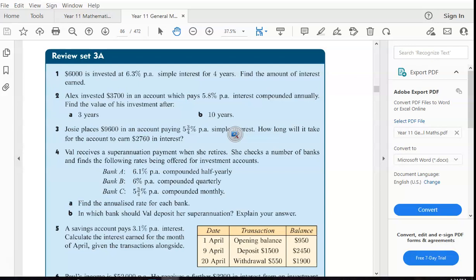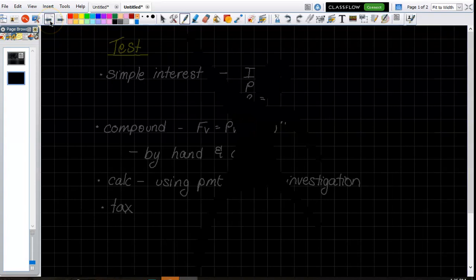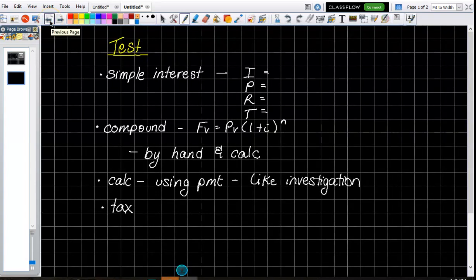So what you should have are your four simple interest formulas written down. Four simple interest formulas written down. Have you got that? Right, they're in your book. You should have your future value, present value formula written down. And of course, we can rearrange that.